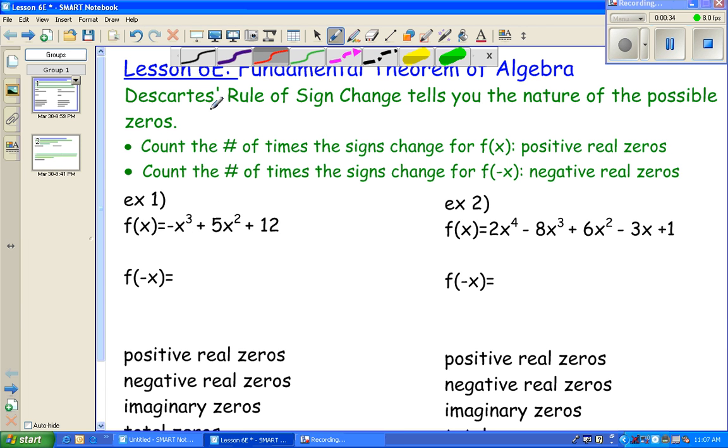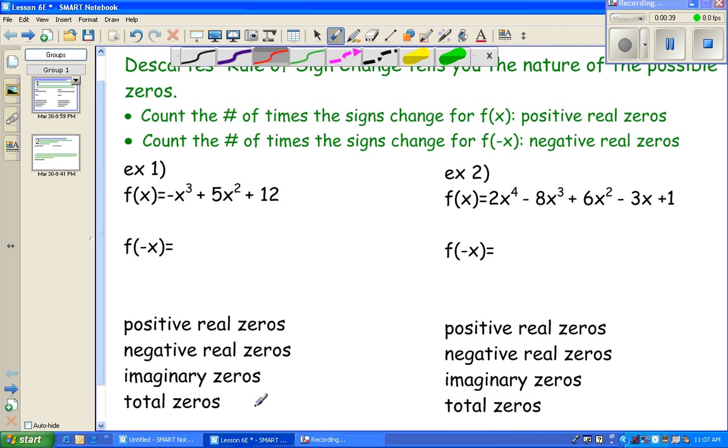So the first thing we're going to do is use Descartes' rule of signs and try to figure out the nature of these zeros. We know our total zeros is going to be 3 because that's the highest degree. So you look at f of x to determine the positive real zeros. If you'll notice, this is a -1, then you go to a +5, and then you stay at a positive. So this has one sign change, and that will tell you the positive real zeros.